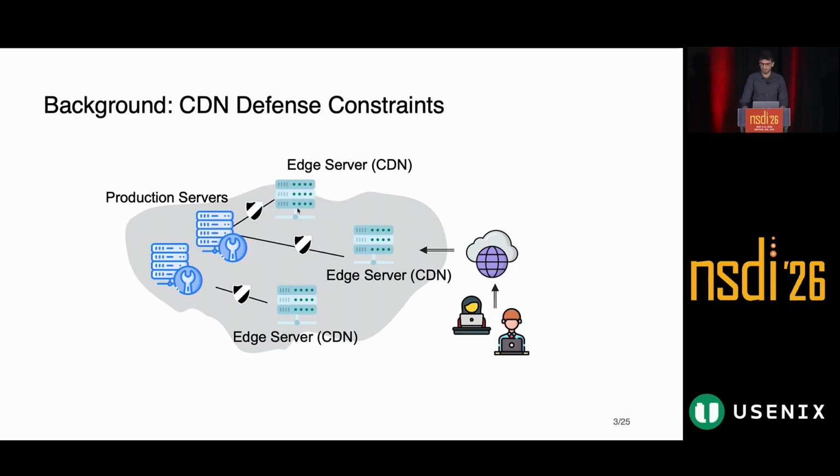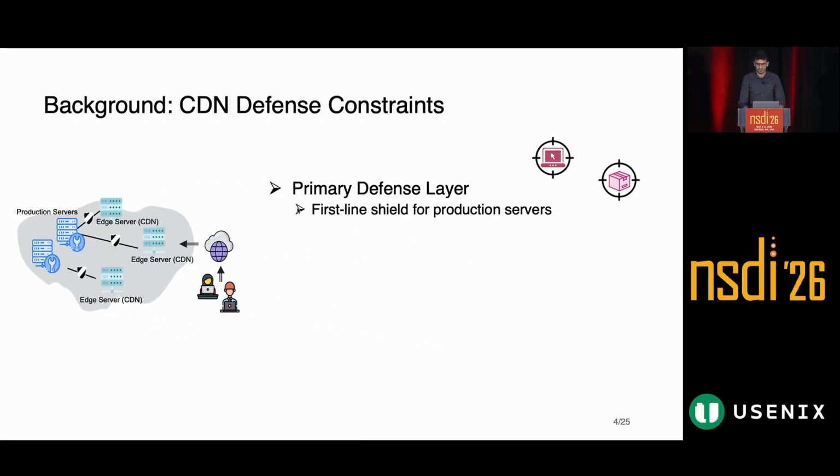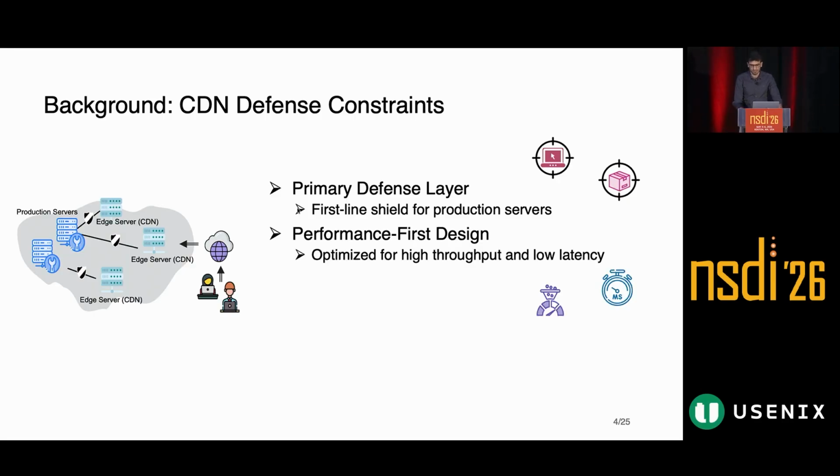Modern production servers are positioned behind content delivery networks to improve performance and enhance security. In this regard, CDNs serve as the primary shield against volumetric and application layer attacks. Because they sit at the edge, they can filter and inspect traffic before it ever reaches the protected servers. At the same time, CDNs are designed for extremely high throughput and ultra-low latency, serving a massive number of users simultaneously.